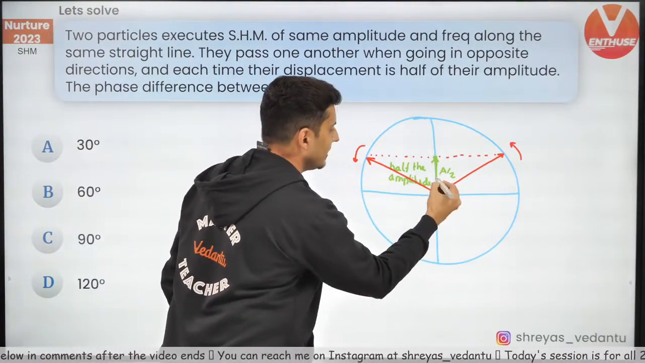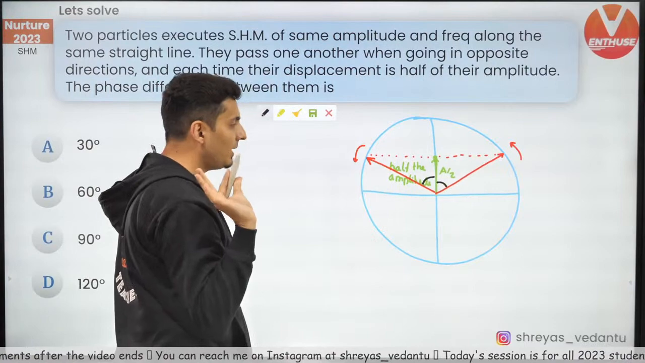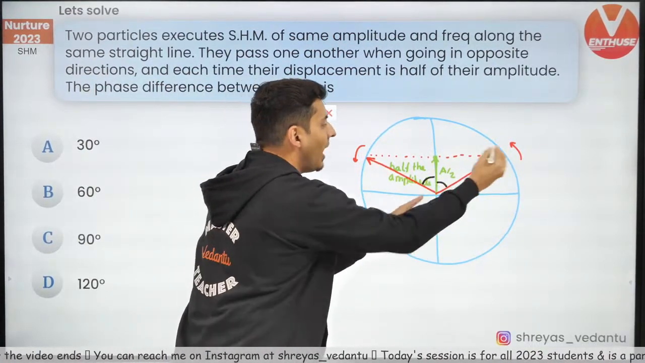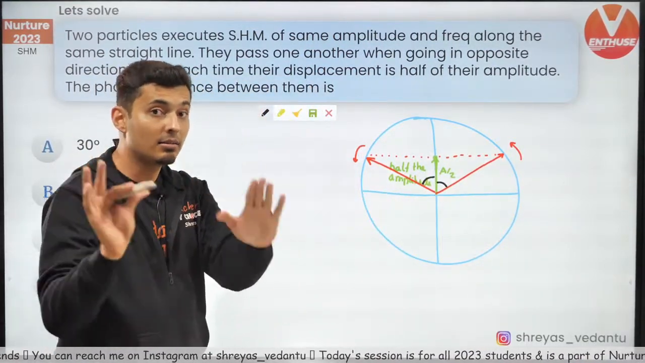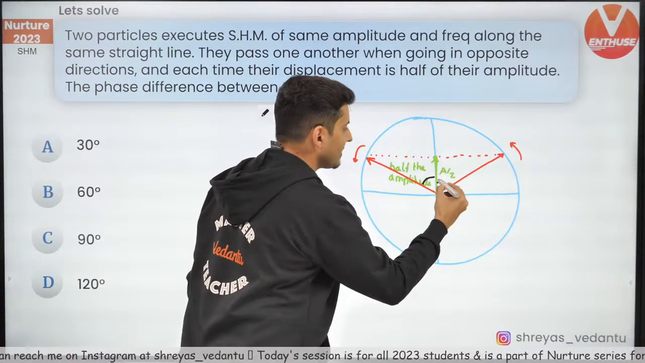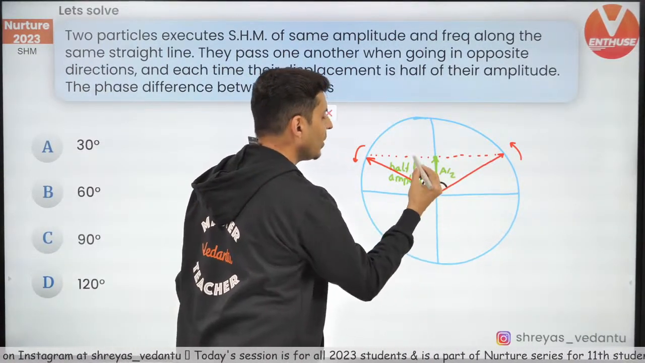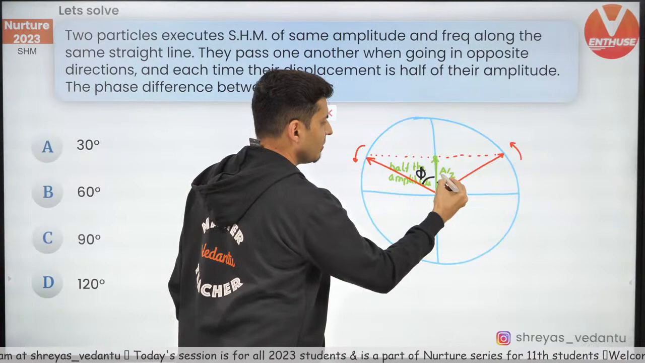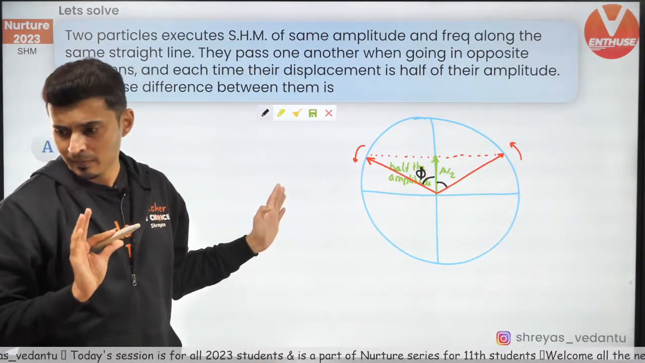Do you agree this angle and this angle both will be equal? Because these two are congruent right angle triangles. So can I call this angle, let's say, as phi, or I don't know, theta also? Both these angles will be the same angle.